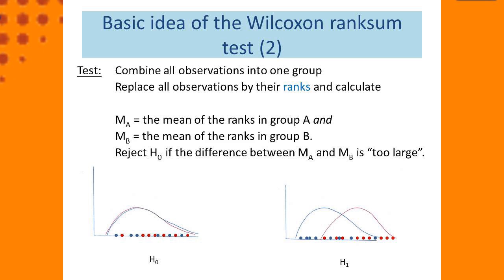So, if the null hypothesis is true, we expect to see blue, red, and so on. If the alternative hypothesis is true, we expect to see the observations of one group located mostly on the left-hand side and the observations of the other group on the right-hand side.